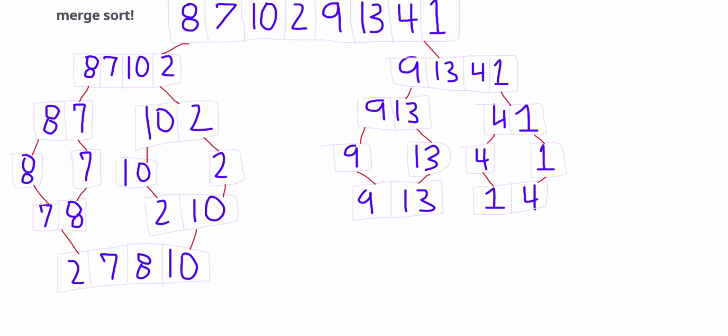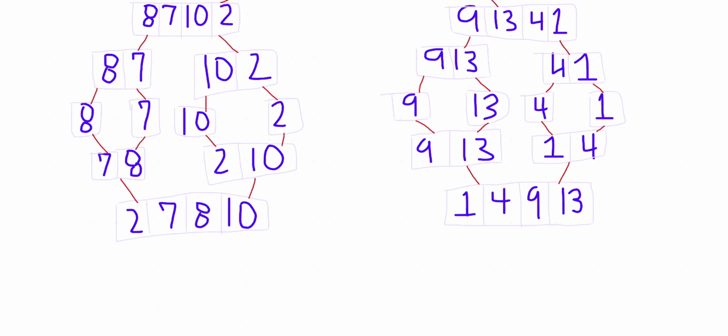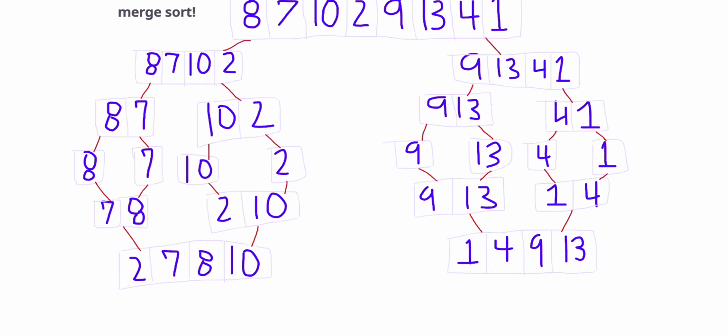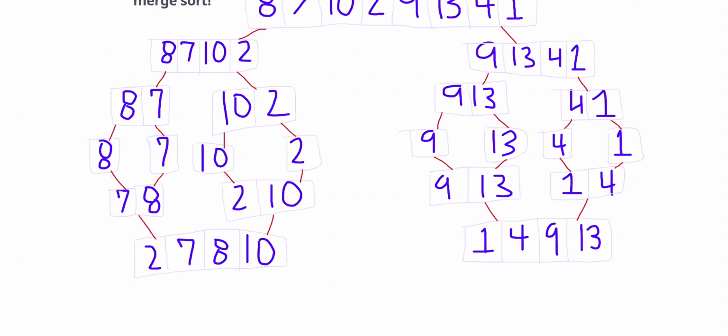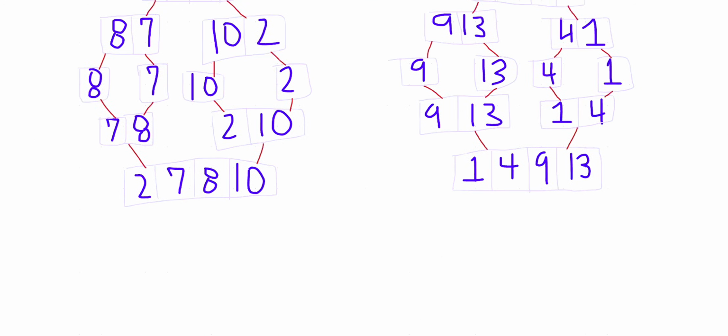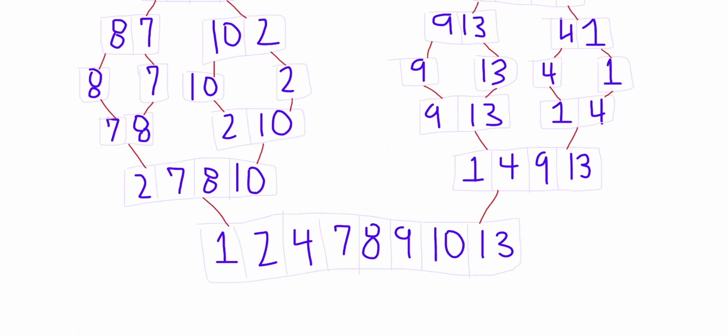Now that these two subarrays have been sorted, we can merge them back together and sort them relative to each other. And now that the left and right subarrays have both been sorted, we can perform one final merge to get our final sorted array. So 1 is the smallest element of these two arrays, followed by 2, and then 4, and then 7, and then 8, and then 9, followed by 10, and lastly 13. So this is our last call to merge, and now we have a sorted array of integers, with our smallest element first and our largest element last.